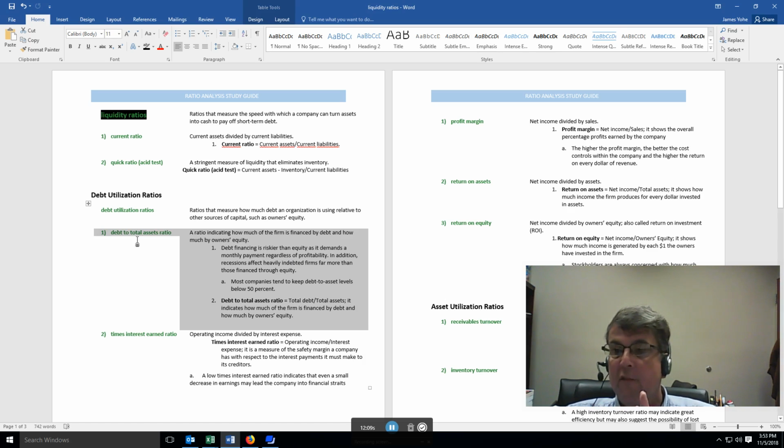Okay, leverage tends to magnify profits and losses. So a company that has a high debt ratio is heavily leveraged. A small profit ratio turns into a big amount of profit in terms of equity as long as they're paying their debt off. They're paying their debt payments.